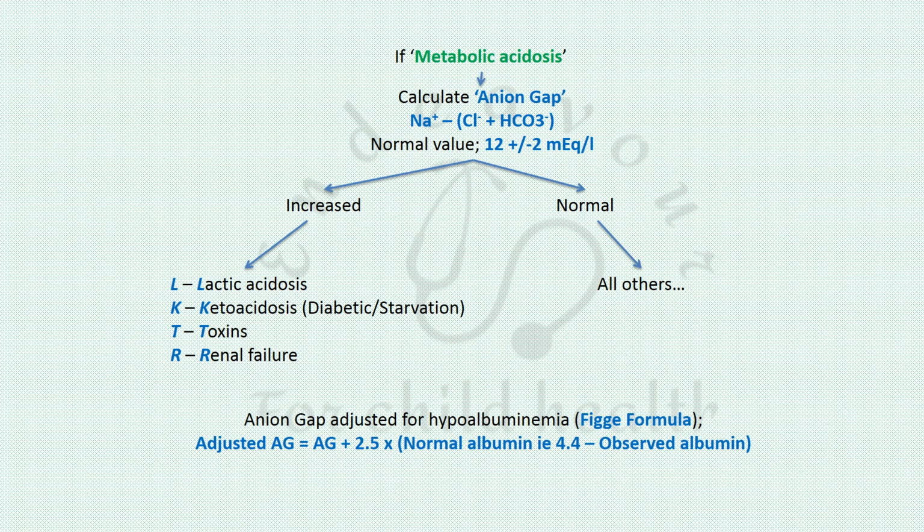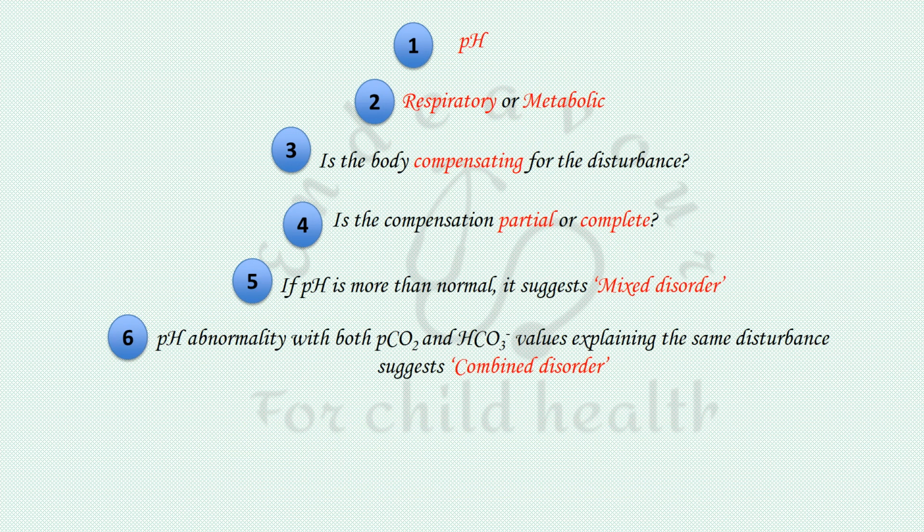Adjusted anion gap in this case is anion gap plus 2.5 times normal albumin, which is taken as 4.4, minus observed albumin. To remember, anion gap decreases by 2 for a decrease in serum albumin by 1 gram per deciliter. So now we understand that as a first thing we have to look at the pH and determine whether acidosis or alkalosis is occurring.